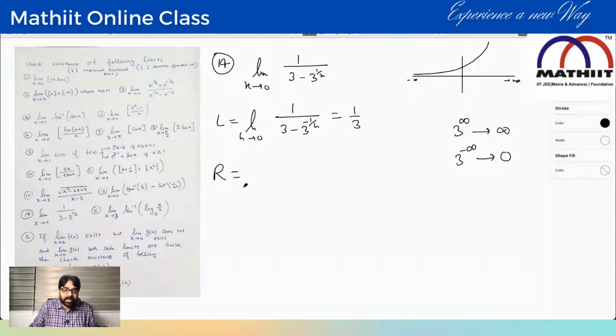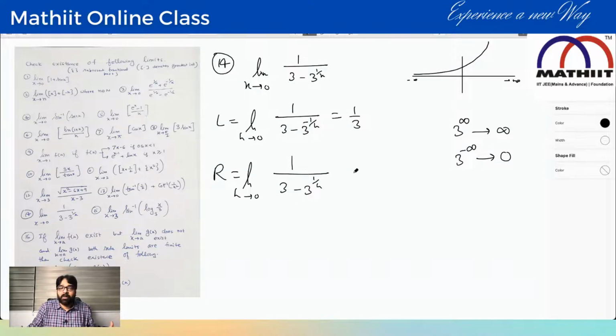Right hand limit, limit h approaches to 0, 1 by 3 minus 3 power 1 by h. Again, h approaches 0, 1 by h approaches infinity, 3 power infinity approaches infinity. Means the total value is infinity. This total value, 3 minus infinity, is minus infinity only.